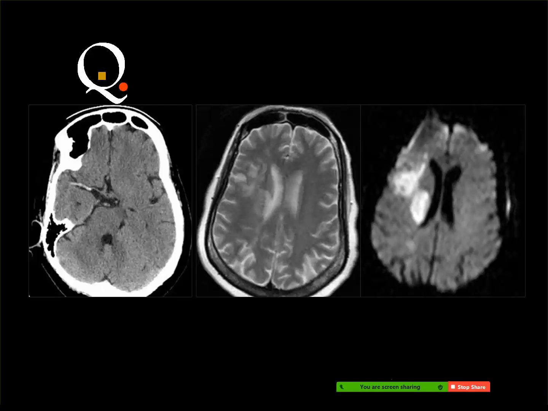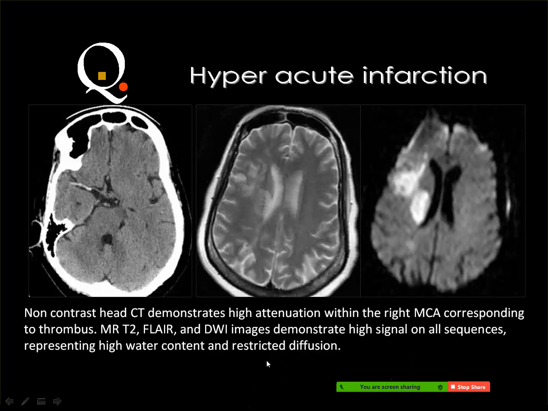Infarction. Yes, thrombosis, hyperdense vessel sign. The infarcted area on the right side with diffusion restriction, a simple appearance of a hyperacute or acute infarction.